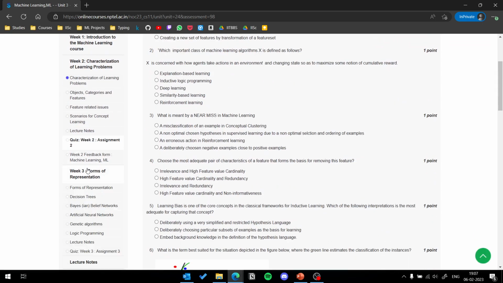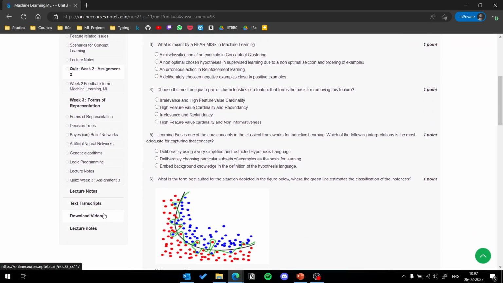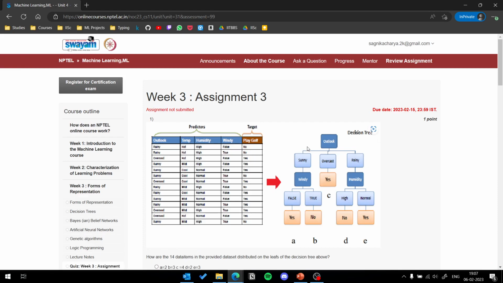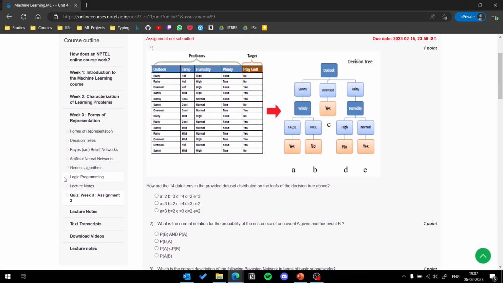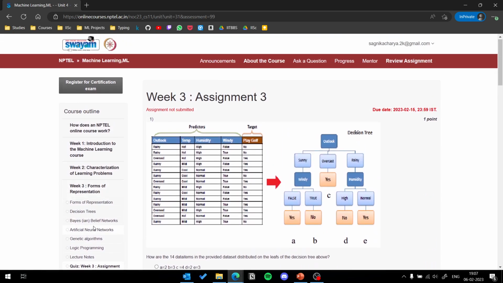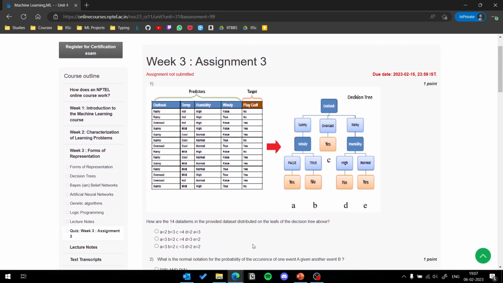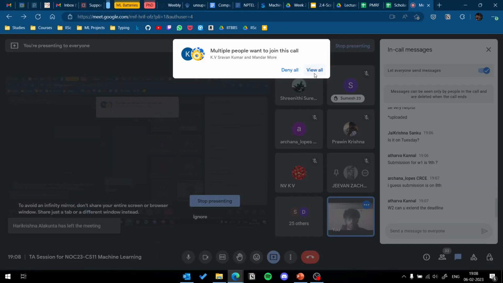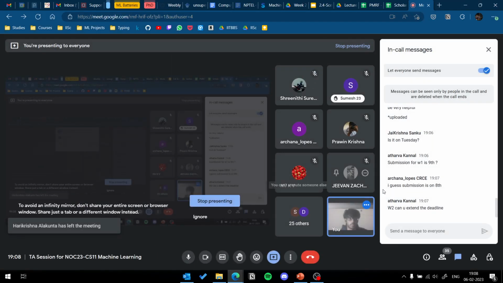For week 3, it is on 15th, I think. Yep, it's on 15th. So yeah, genetic algorithms are part of week 3. I'll definitely discuss that the next time I have a session.